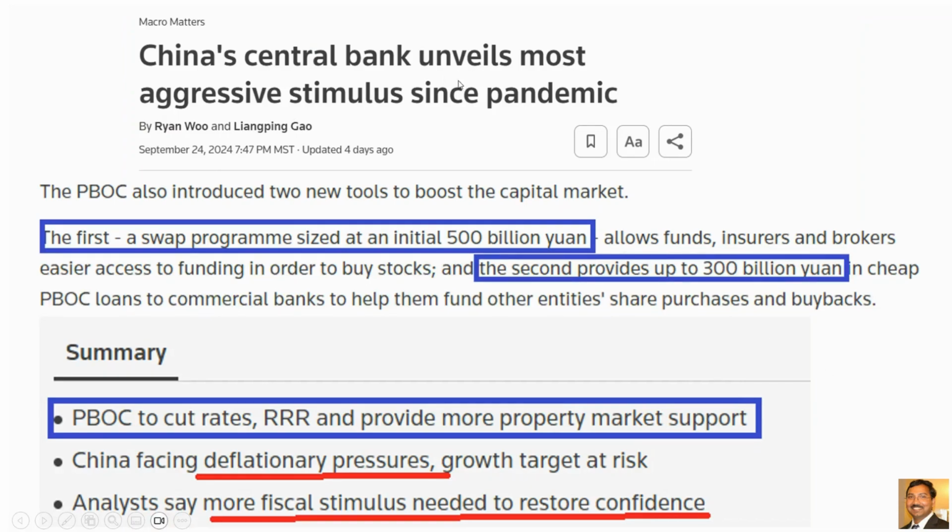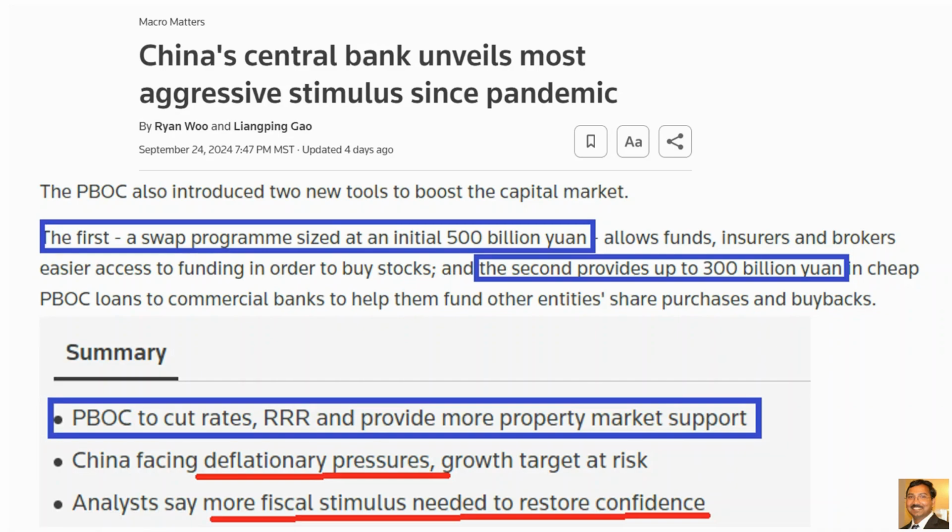China's central bank unveils its most aggressive stimulus since the pandemic. As China is facing deflationary pressures, the PBOC has taken two huge steps. The first one is a swap program of 500 billion yuan that allows funds, insurers, and brokers easier access to funding in order to buy stocks. The other provides 300 billion yuan in cheap PBOC loans to commercial banks to help them fund other entities for share purchases and buybacks. So these are the two big stimulus measures that came from China.